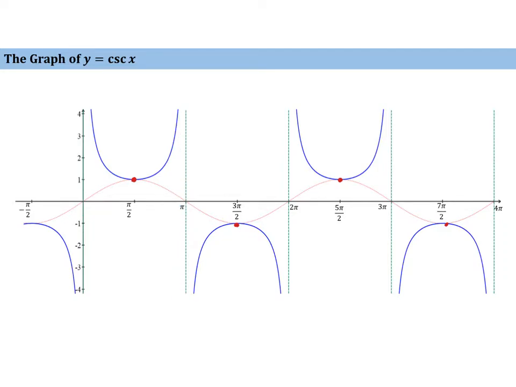Because of the relationship between the cosecant function and the sine function, the periods will be the same. So the length of one cycle corresponds to a period of 2 pi for the cosecant function.